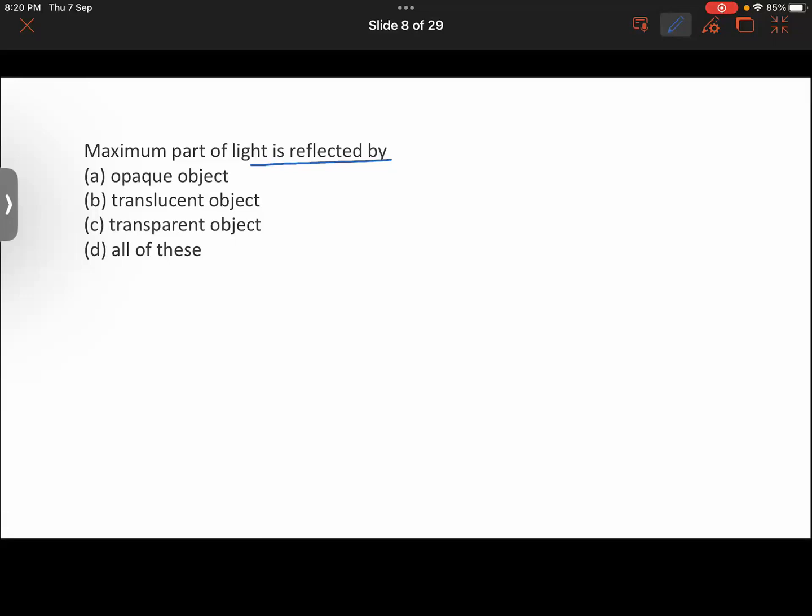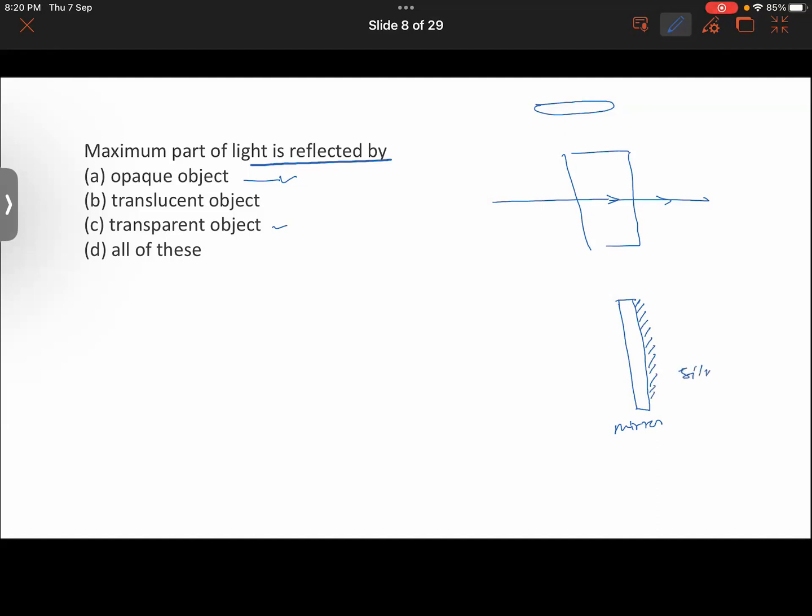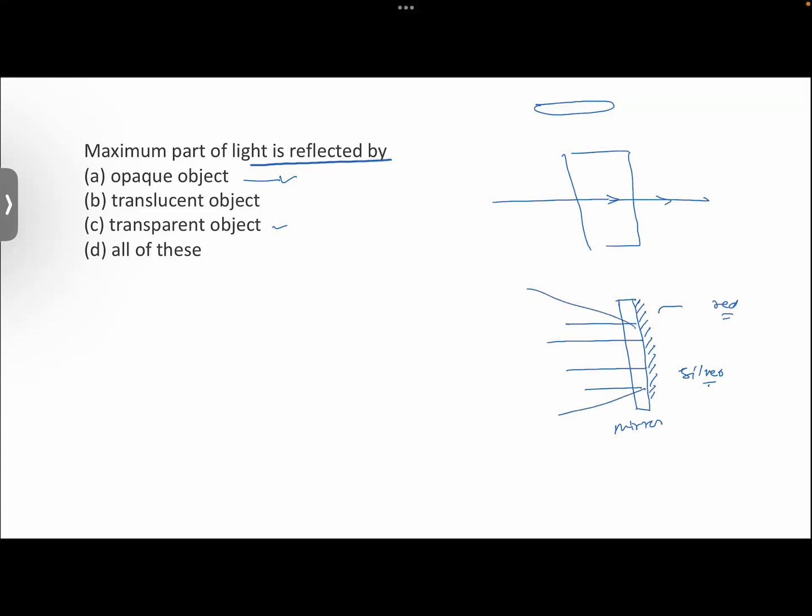Look, the thing is now, the answer opaque object is correct. How come transparent objects reflect? If you have a transparent object, the light will simply pass through it. But if you look at an example of an opaque object, for example this mirror, the back of the mirror is polished with silver. Nowadays it is painted with red color, and there's a very thin layer of silver beneath it. So light is not passing here. Light is getting reflected from the silver here. So that is the thing.